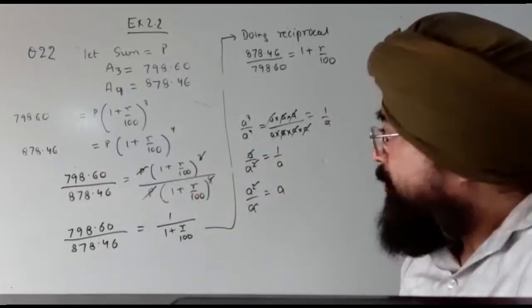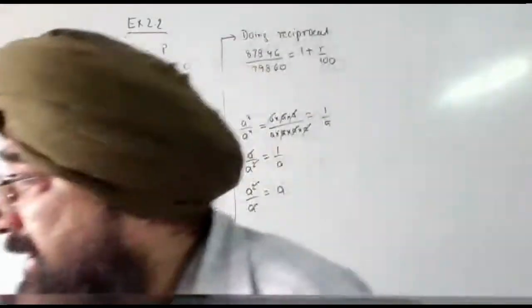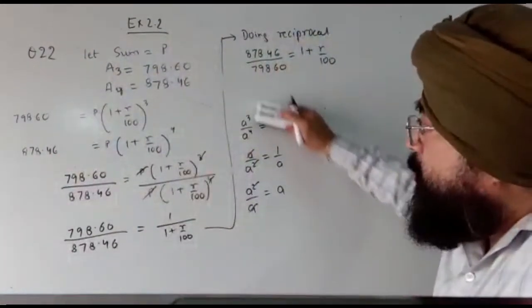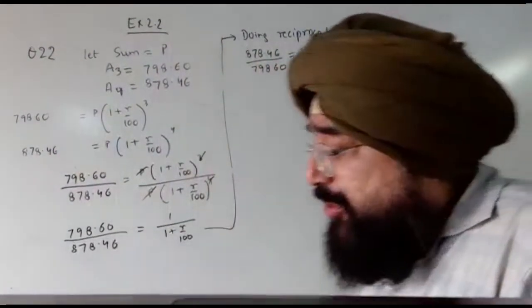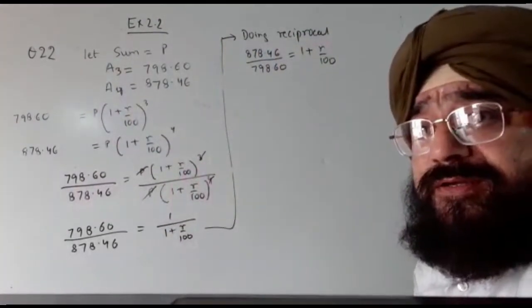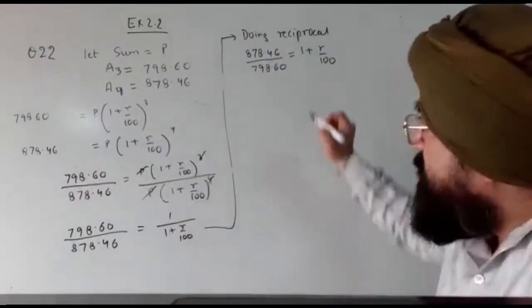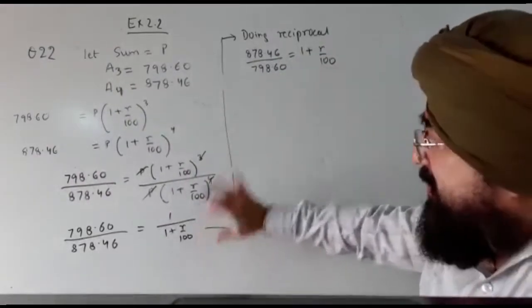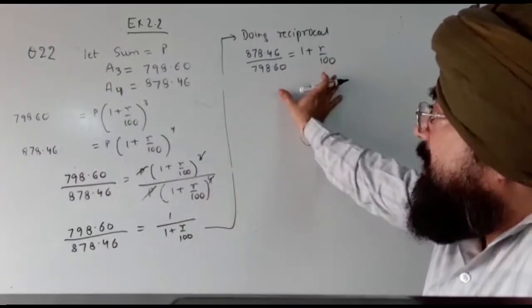Got it? So this is a bit of indices, which you have still not done, so don't worry about it. But of course, you need to understand what has happened. Your previous knowledge of indices will be quite helpful here. So, have you understood till here? What have I done?